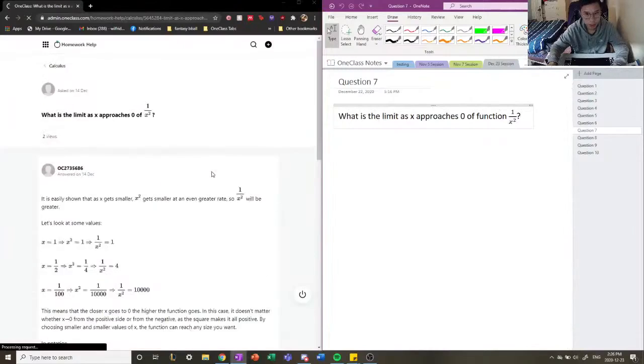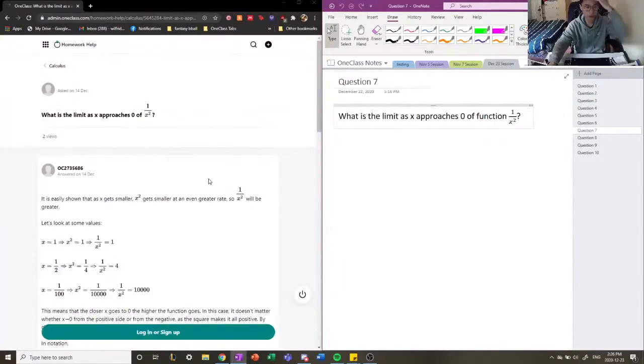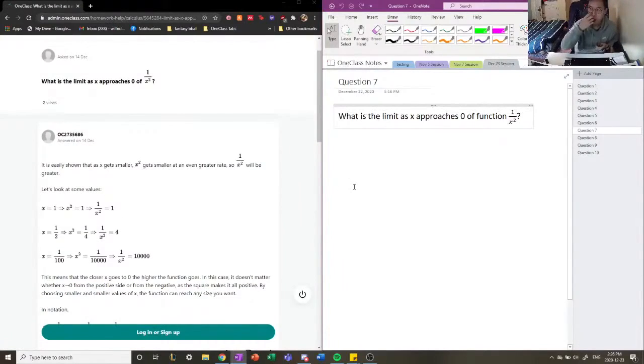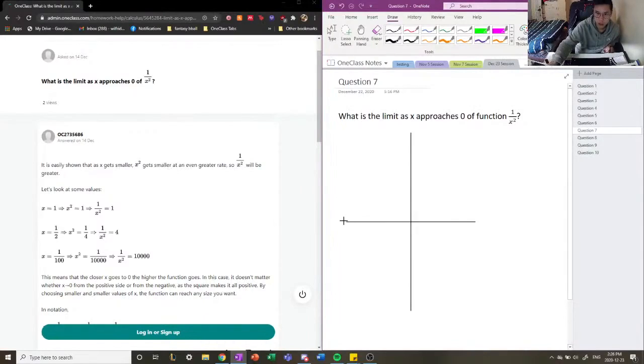And then it reads, what is the limit as x approaches 0 of the function 1 over x squared? Okay, so this is a reciprocal function, as we saw here, and I'm just going to graph it out real quick. It's asking us to find the limit of a reciprocal function, so it probably looks like this. This is definitely not to scale, but f of x equals 1 over x squared, where the axes are labeled x and y.